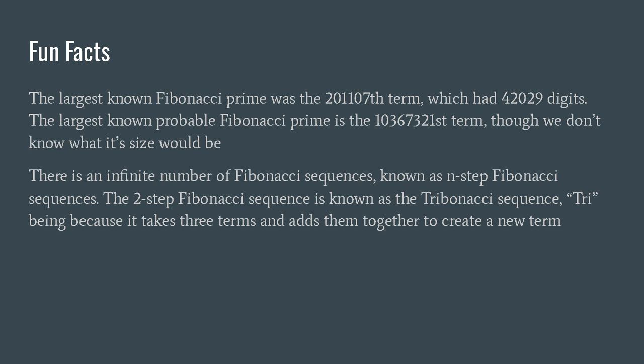And then finally, there's an infinite number of Fibonacci sequences, which are known as the n-step Fibonacci sequences. The two-step Fibonacci sequence, for example, is known as the Fibonacci sequence, and the tri at the beginning of tribonacci is because it takes 3 terms and adds them together to create a new term, just like how the Fibonacci takes 2 to create a new term.